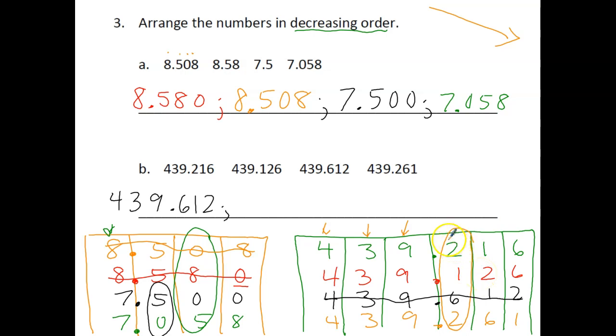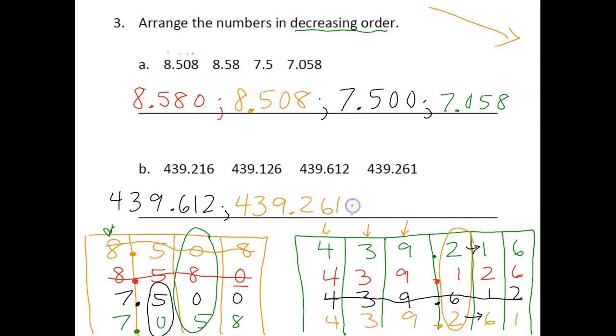So now I have to determine what's my second and my third largest. So what's going to come next? I look at my 2 in my tenths place and say, okay, now I have to compare what's in the hundredths place. Because I have a 6 in my hundredths place in my orange number, I can go ahead and write that next because I know that's going to be the second largest number.